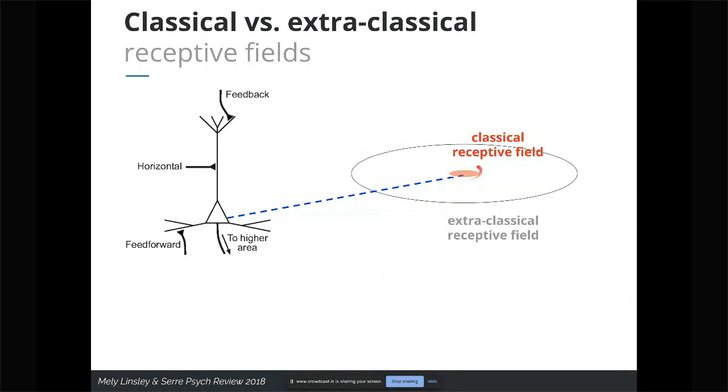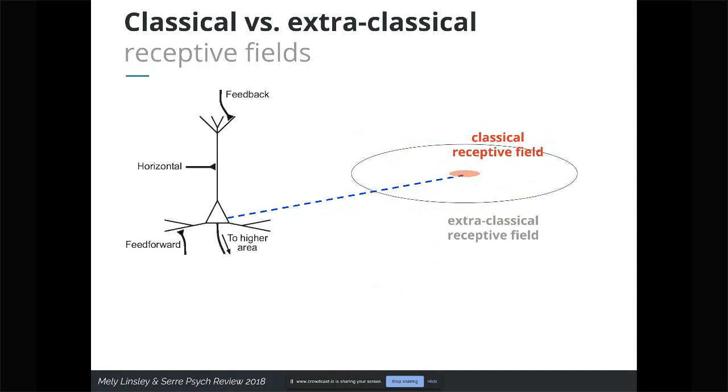So maybe just to make it more concrete, I'm sure many of you in the audience are familiar with the notion of classical receptive field, which is the part of the visual field that needs to be stimulated for a particular neuron to elicit a response. The extra-classical receptive field is an area that typically sits right outside of the receptive field. If one stimulates the extra-classical receptive field by itself, it will not elicit any response from the neuron, and that's by definition. Otherwise, it would be part of the classical receptive field.